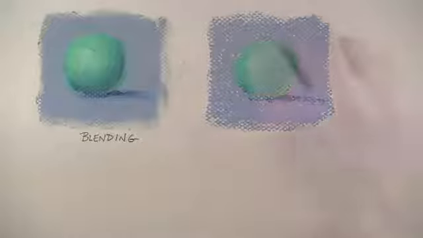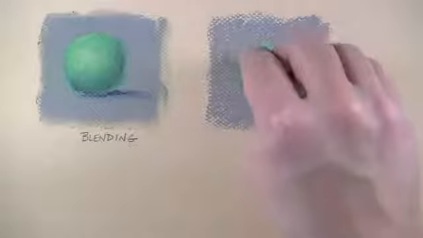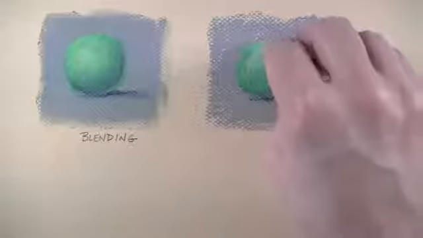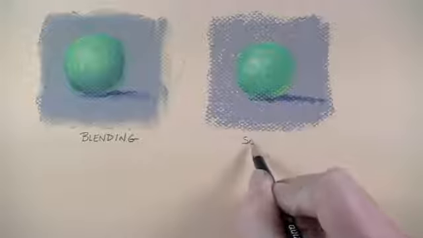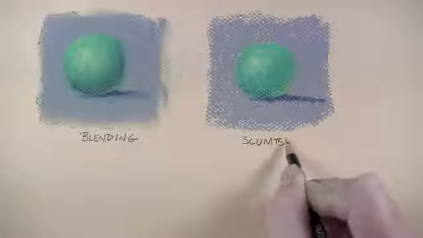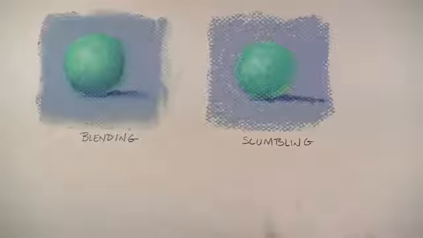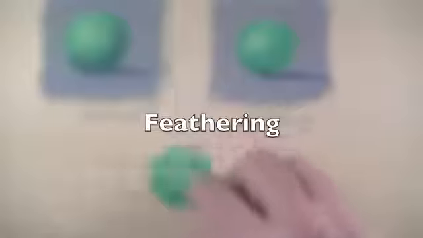You may also go back and add a bit of reflected highlight and make the highlight on the sphere a bit more intense with white. Again, this technique is called scumbling. The third technique we'll discuss here is called feathering.